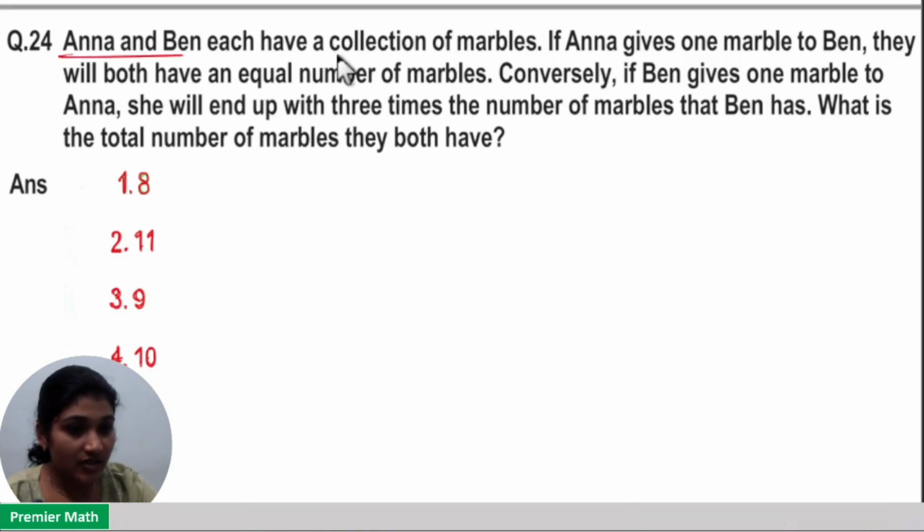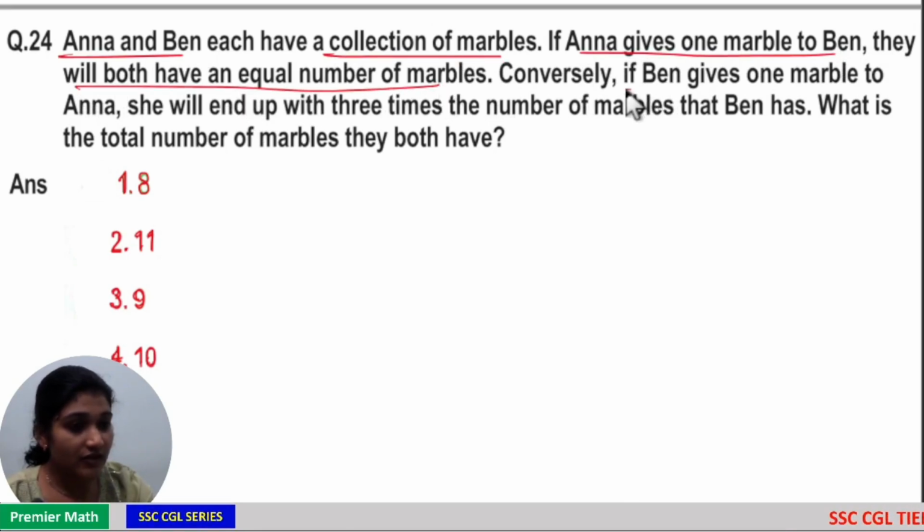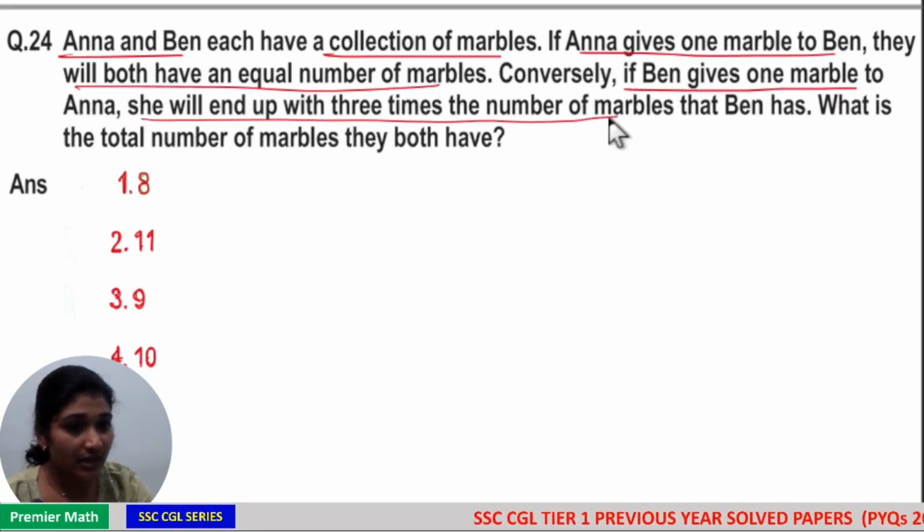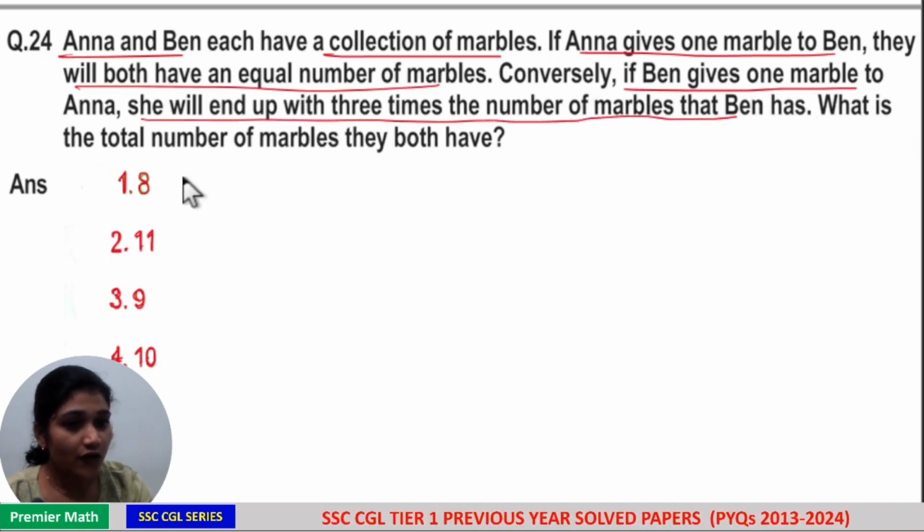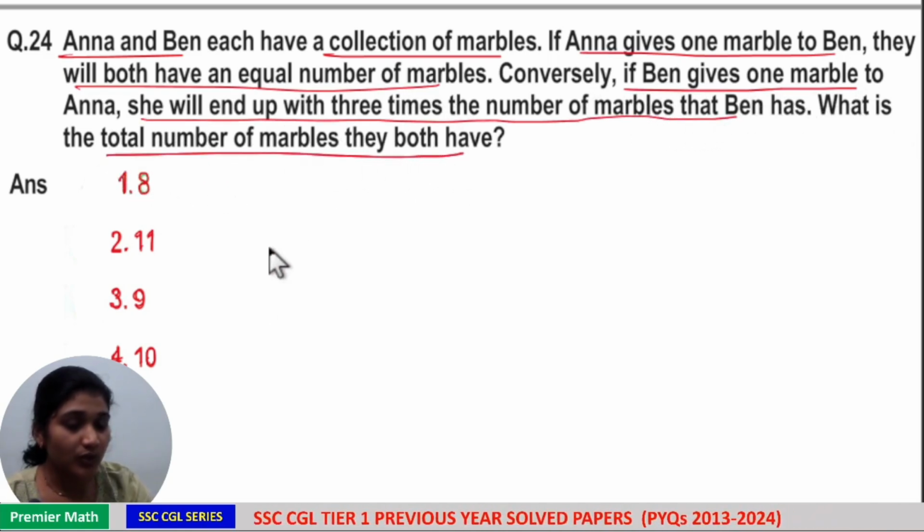Anna and Ben each have a collection of marbles. If Anna gives one marble to Ben, they will both have an equal number of marbles. Conversely, if Ben gives one marble to Anna, she will end up with 3 times the number of marbles that Ben has. What's the total number of marbles they both have?